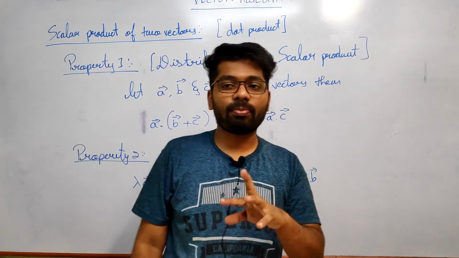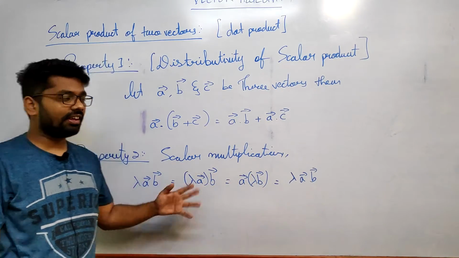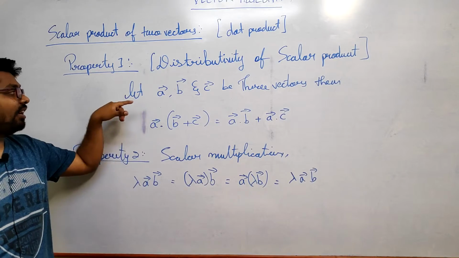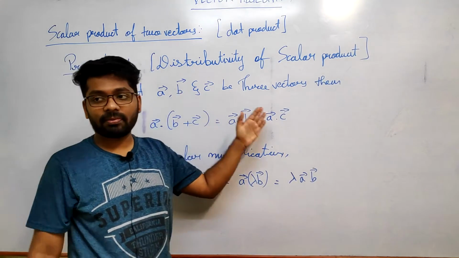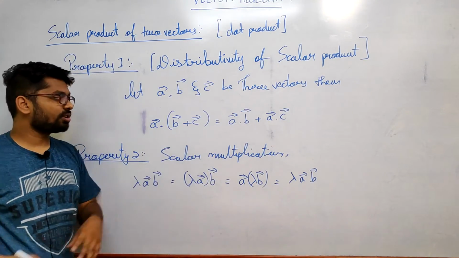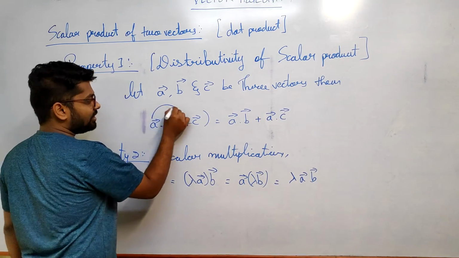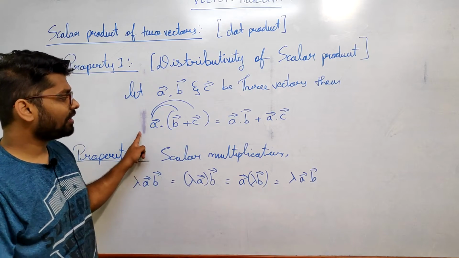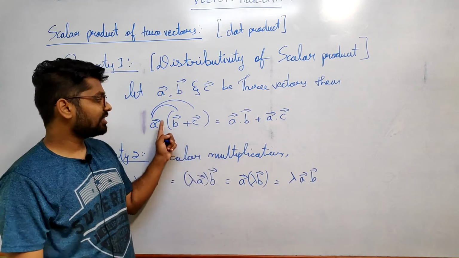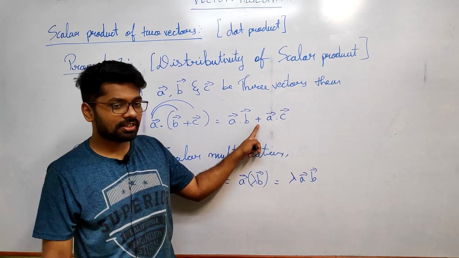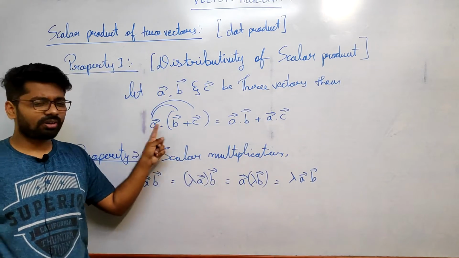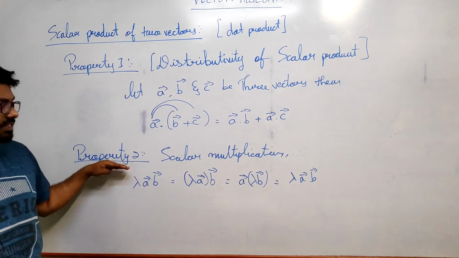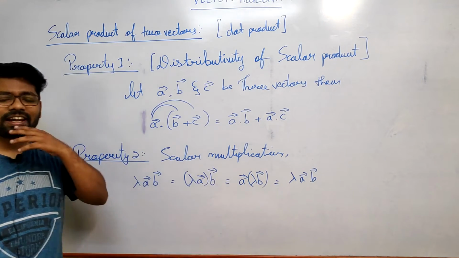Now let us study 2 important properties that we will be using very often. The first one is the distributive property. Suppose you have 3 vectors like a bar, b bar and c bar. You can use this distribution, that is, a bar is distributed over b and c. So it results as a bar dot b bar plus a bar dot c bar. ऐसे दोनों को तरफ multiply करके छोड़ना है. That's the only thing. Next we will go for property 2, scalar multiplication.